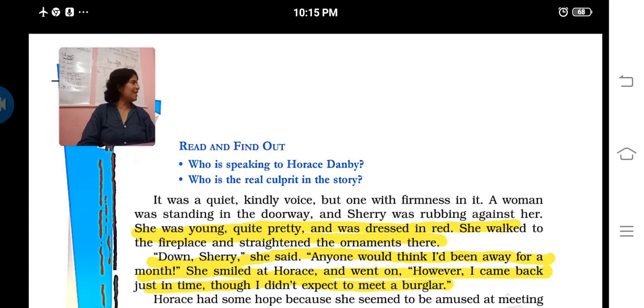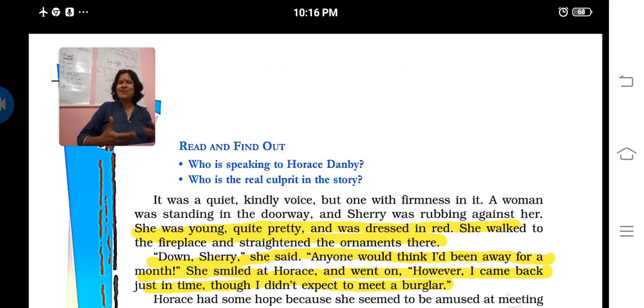Horace looked behind and saw a beautiful lady, quite pretty, in red. And she went up to the fireplace and arranged the ornaments. "Down, Sherry!" Now, when you are in that condition, I mean to say, when you want to act smart, you have to be really smart.